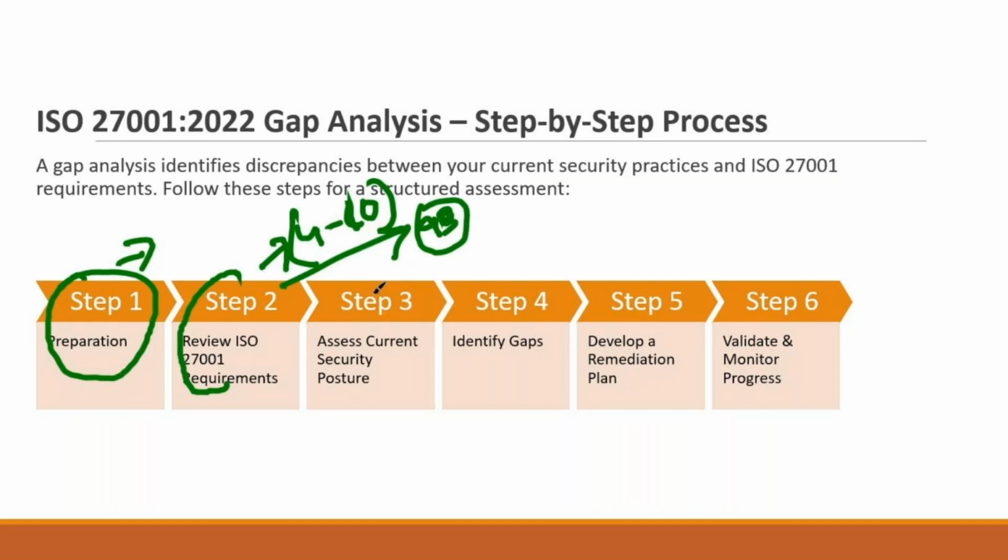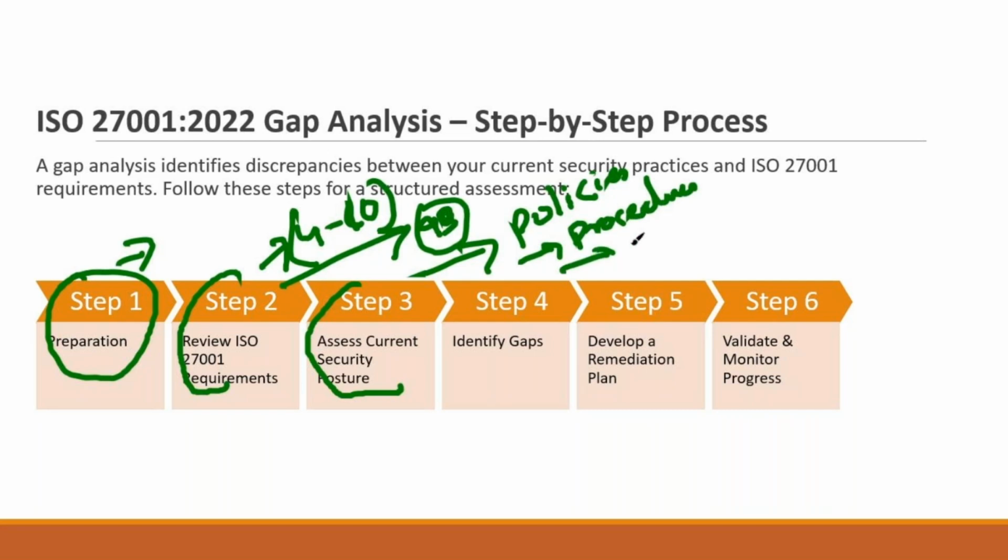Okay. Then I will move to step number 3: assess current security posture. So I will be looking into some of the documents of the organization. Which documents? Their existing policies, their existing procedures, their existing controls. Is there any policy document available from this organization? Is there any procedure document available? If they say they have 10 controls, do they have any validation for that? Do they have any evidence for those controls?